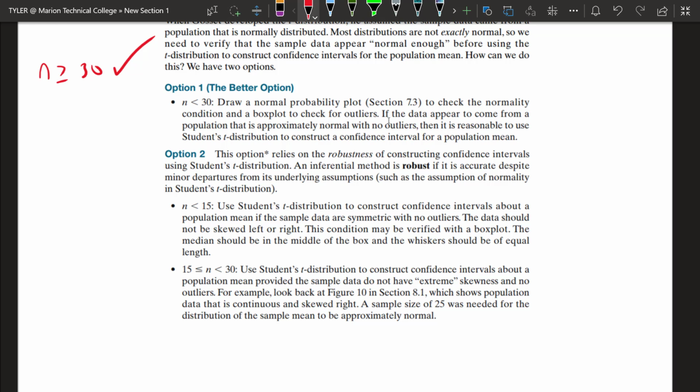right? So what we're going to look for is we want the normal probability plot to conclude that it looks like the population was normally distributed, and then also we want to make sure that there are no outliers when we make the box plot, right? So we need both of those things to be satisfied.